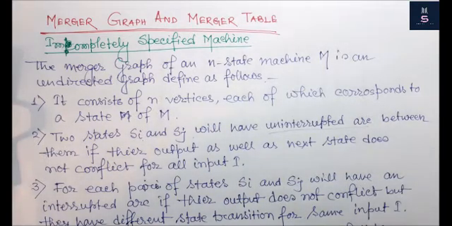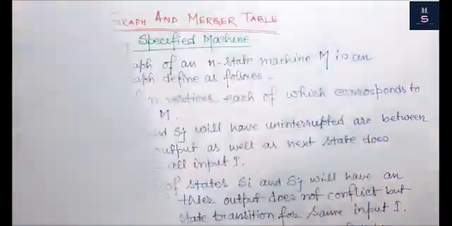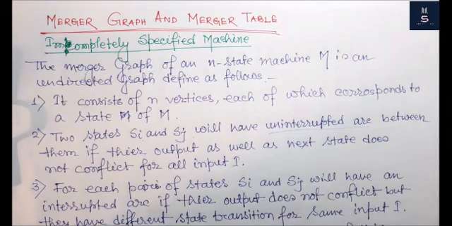And the third point, again, is that for each pair of states Si and Sj there will be an interrupted arc. So we have two kinds of arc, one is the interrupted arc, another is the uninterrupted arc. And if their outputs do not conflict but they have different state transitions for the same input I, what does that mean actually? So points 2 and 3 are similar. One is an undirected graph, uninterrupted arc, another is an interrupted arc. But only one condition we have to remember, that there must be an arc if the output does not conflict. So the last line is conflict for any input.